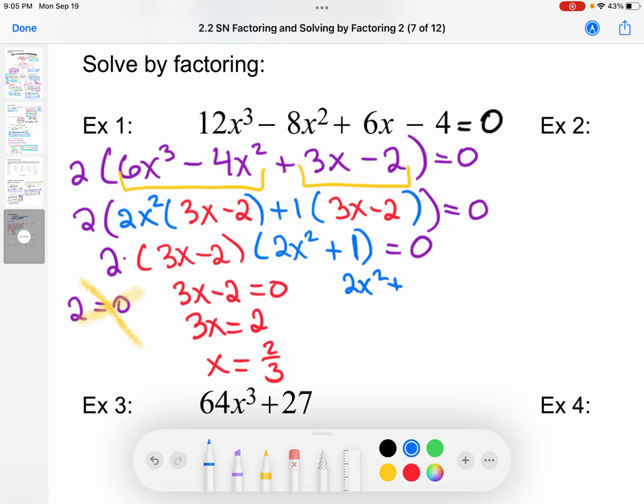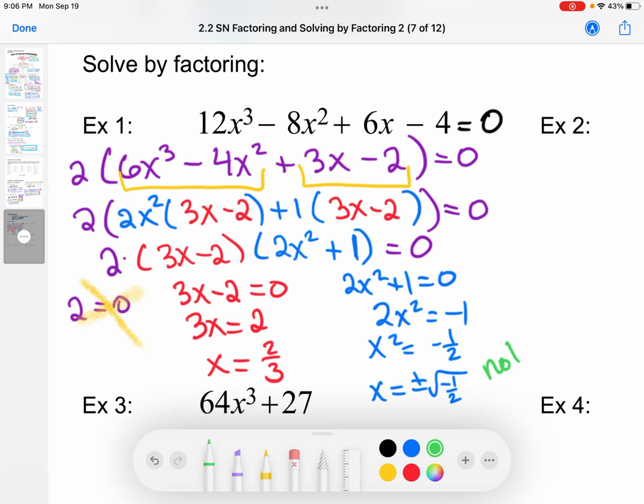Then the other factor, 2x squared plus 1, set it equal to 0. So 2x squared would equal negative 1. X squared would equal negative 1/2. So x would be the square root of negative 1/2, and that's a plus or minus. So this being a square root of a negative, this is not real. We're focusing just on the real solutions right now. So x equals 2 over 3 is our only real solution.